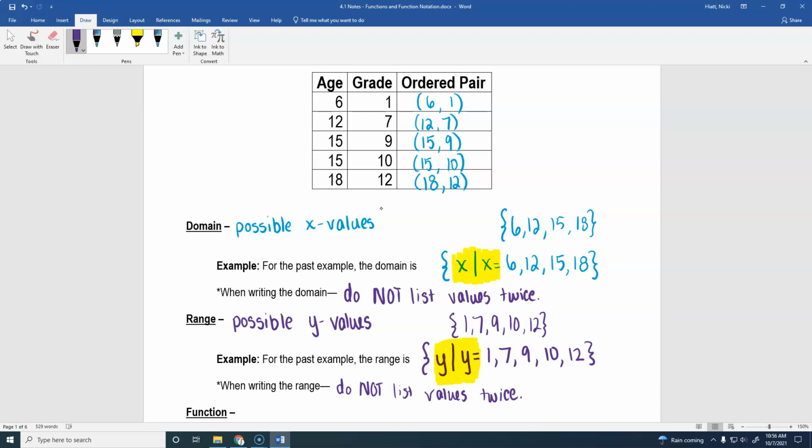There weren't any values listed twice for my range for this example, but if they were, I would only list them one time.